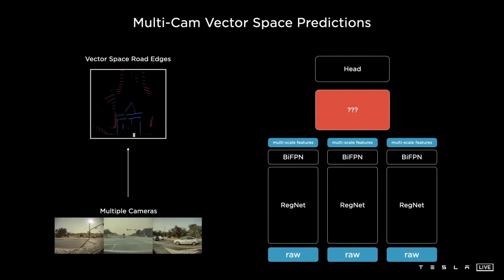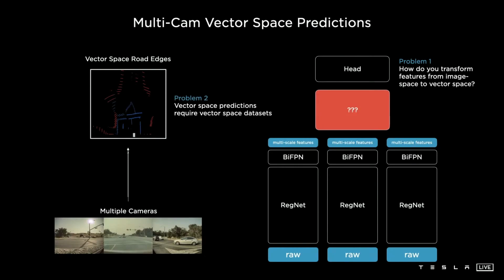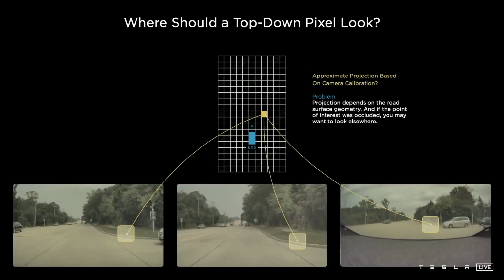Now, there are 2 problems with this. Problem number 1, how do you actually create the neural network components that do this transformation? And you have to make it differentiable so that end-to-end training is possible. And number 2, if you want vector space predictions from your neural net, you need vector space data sets. So just labeling images and so on is not going to get you there. You need vector space labels. We're going to talk a lot more about problem number 2 later in the talk. For now, I want to focus on the neural network architectures, so I'm going to deep dive into problem number 1. So here's the rough problem, right?